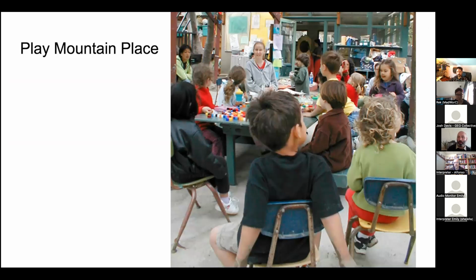Now, the schools I've been part of had students that were ages 5 to 18, some 4-year-olds, but I just want to give this example here. Play Mountain Place in California is a democratic preschool. So you have students under the age of 5 making democratic decisions together and running the program.